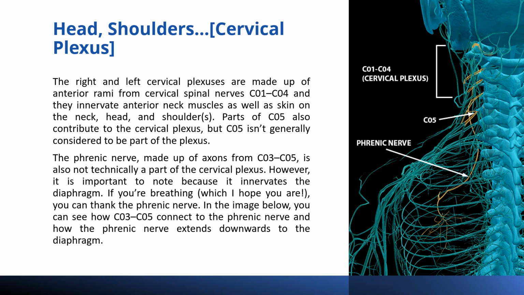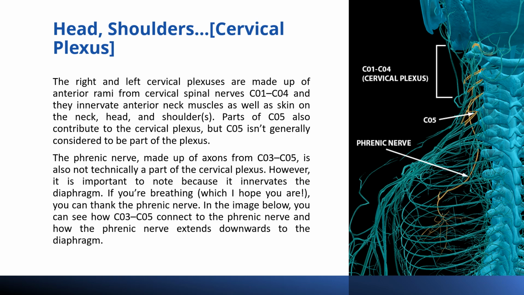Let's take a look at the head and shoulders, the cervical plexus. The right and left cervical plexuses are made up of anterior rami from the cervical spinal nerve C1 through to C4, and they innervate anterior neck muscles as well as skin on the neck, head, and shoulders. Parts of C5 also contribute to the cervical plexus, but C5 isn't generally considered to be part of the plexus.